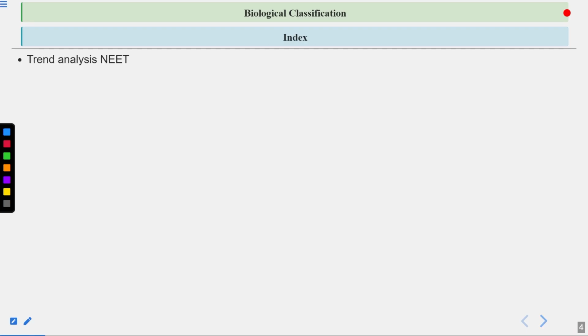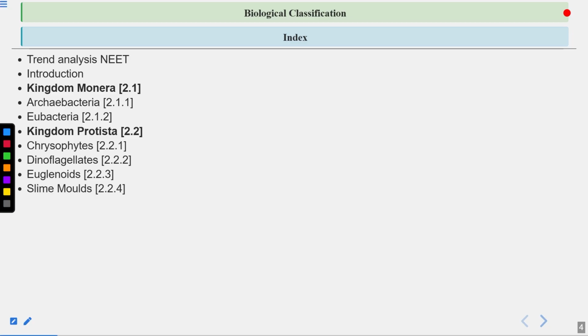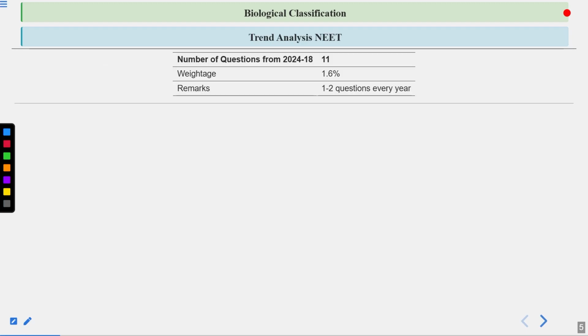First, we'll talk about the trend analysis. In this, we'll talk about the weightage of the chapter and the topics which are very important for the NEET exam. Then I will give you an introduction of this chapter. We'll talk about kingdom Monera, archaebacteria, eubacteria. Then we'll start with the kingdom Protista, and under it, we'll talk about chrysophytes, dinoflagellates, euglenoids, and slime molds. Then we'll talk about the protozoans, which are also included under the kingdom Protista. Clear?